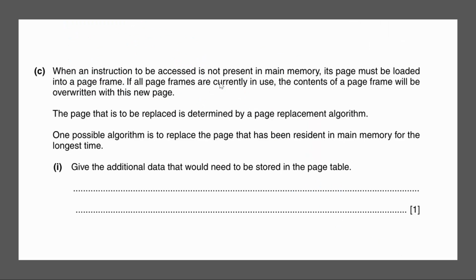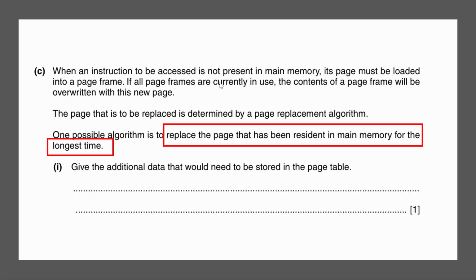Part C. When an instruction to be accessed is not present in main memory, its page must be loaded into a page frame. Yep, it needs a spot to go on the RAM. So when it says it needs a page frame, it needs a spot on the RAM to go. If all page frames are currently in use, the contents of a page frame will be overwritten with this new page. The page that is to be replaced is determined by a page replacement algorithm. One possible algorithm is to replace the page that has been resident in memory for the longest time, and that is the key. They want to replace the page that has been in the main memory for the longest amount of time.